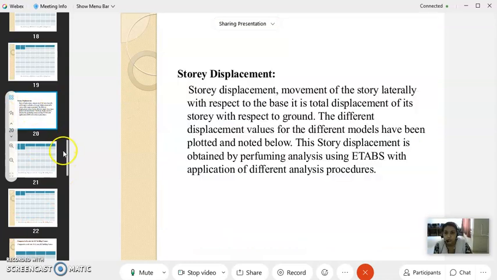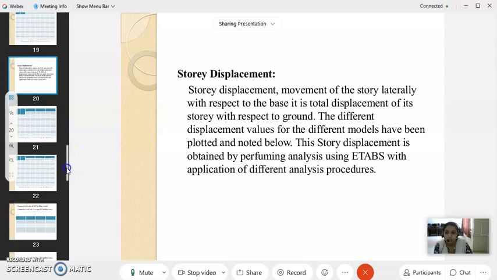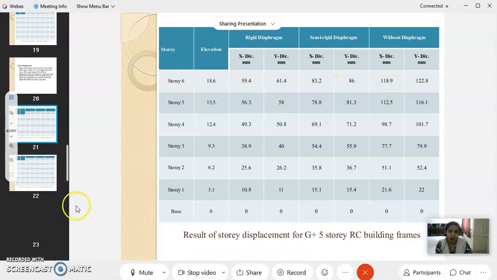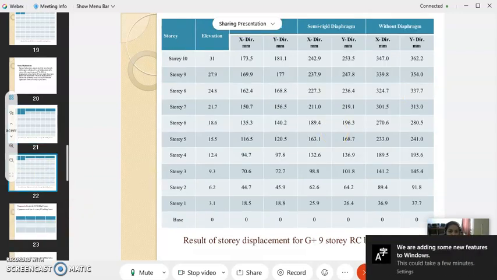Next, story displacement. It is the displacement of a story with respect to the base of the structure. This is the story displacement result for G plus 5 story. For rigid diaphragm, it will be 10.88 mm at story 1 and 59.4 mm at story 6. For semi-rigid diaphragm, at story 1 15.1 mm and at story 6 83.2 mm. Without diaphragm, it will be at story 1 21.6 mm and story 6 118.9 mm.